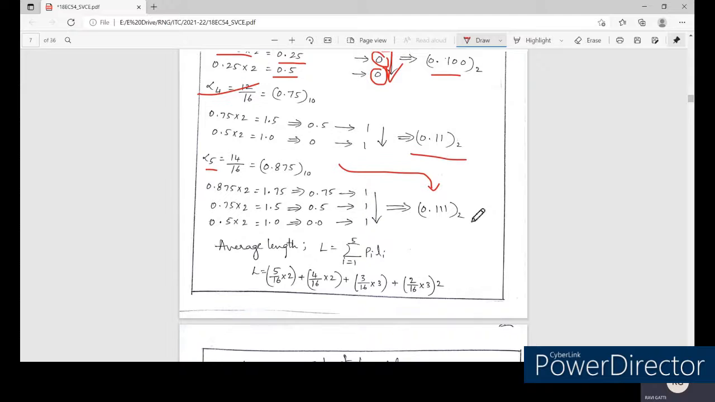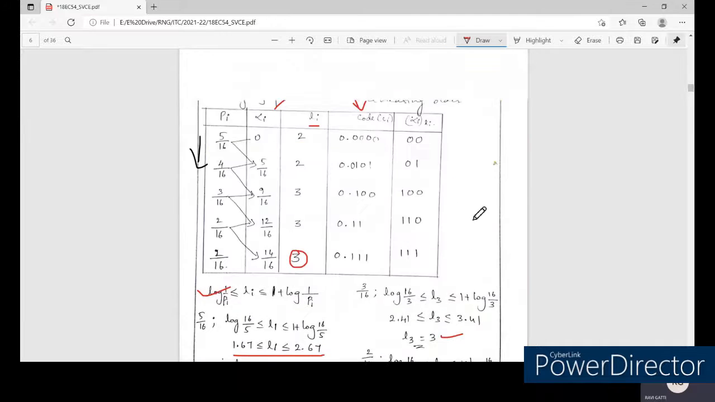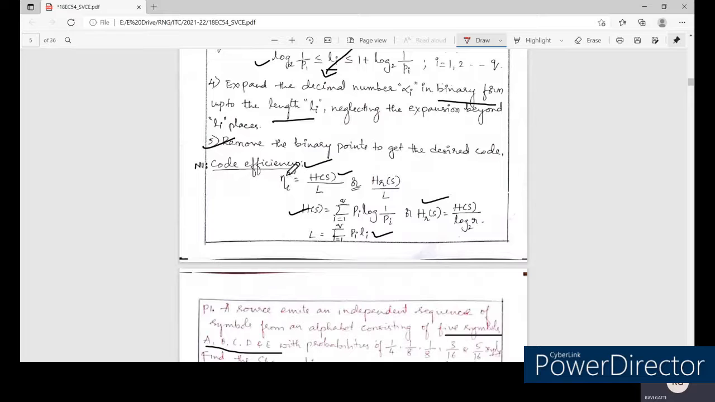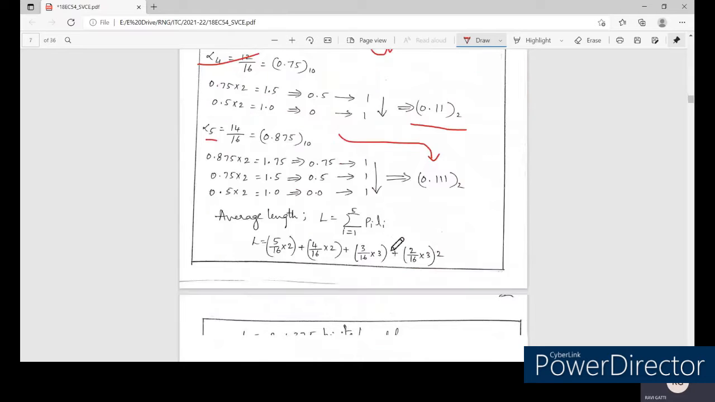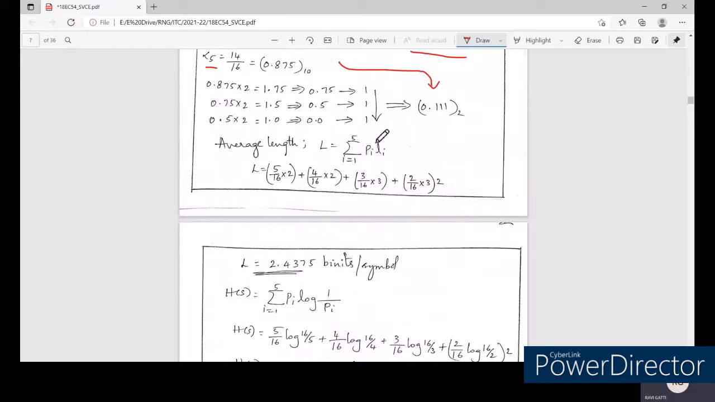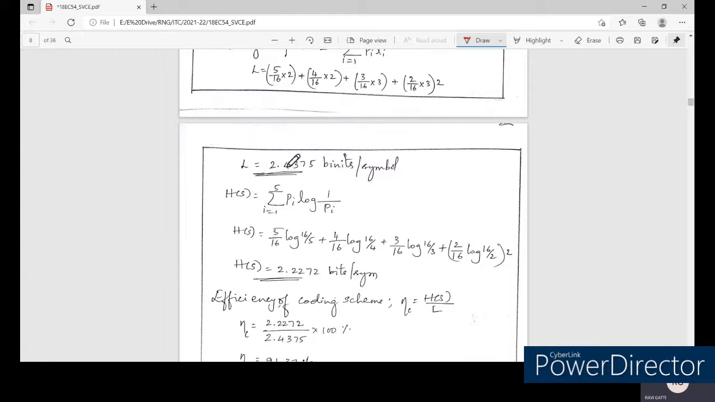Okay, so next you need to find out the code efficiency. In order to find the code efficiency, you require H of S, and you require the average length of the code words. So you need to calculate this average length of code words. It is nothing but the probability of each symbol multiplied by its length. So when you do the multiplication, you get 5 by 16 into 2 plus 4 by 16 into 2 plus 3 by 16 into 3 plus 2 by 16 into 3. If you do the multiplication, the average code length required is 2.4375 bits per symbol.